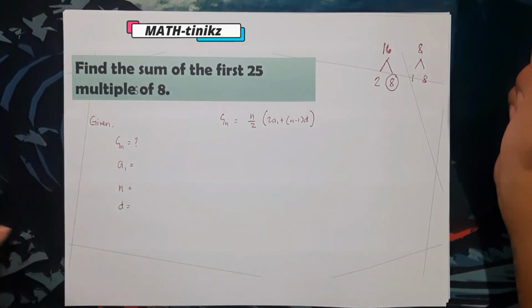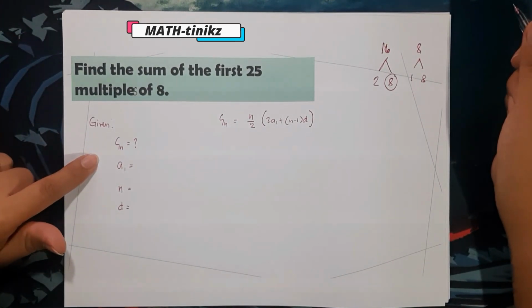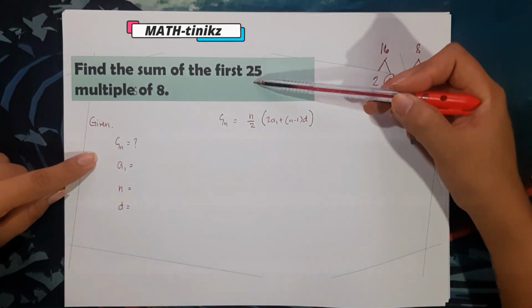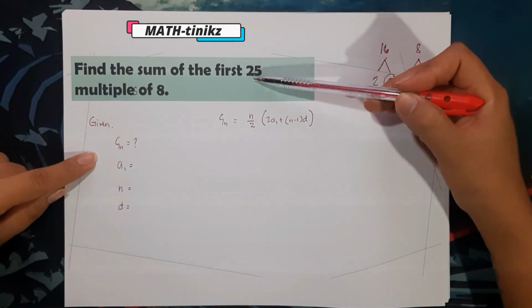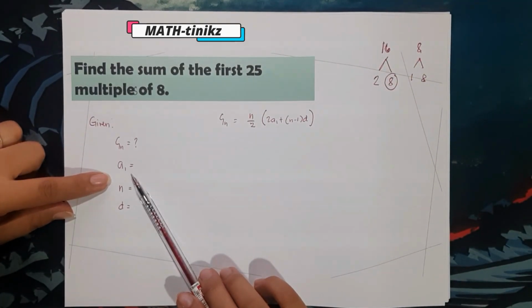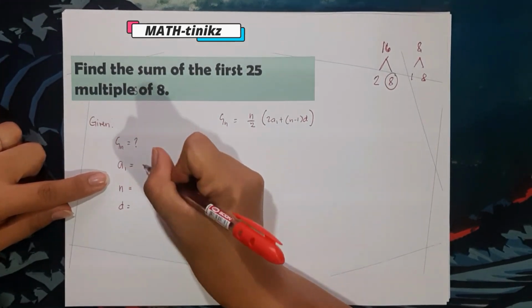Now, para mas madali, gamitin natin ang given. Given, S sub n is yung sum. Kukunin natin ang sum ng first 25 multiples of 8. Now, sino ang first term natin dito? Ang first term natin na gagamitin is 8.